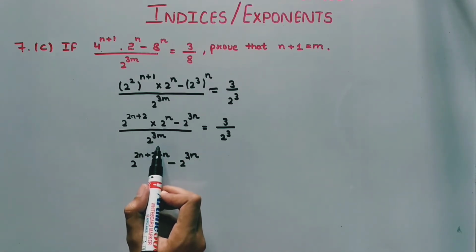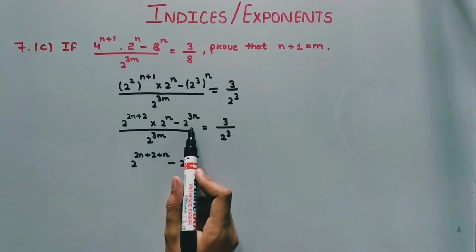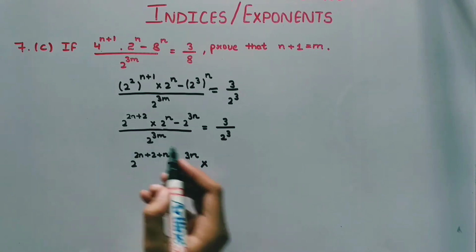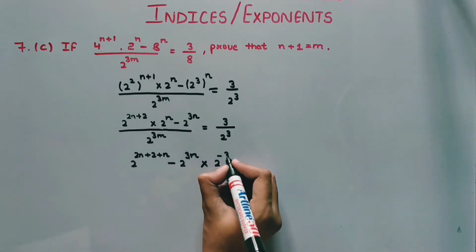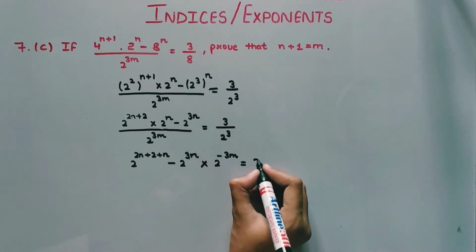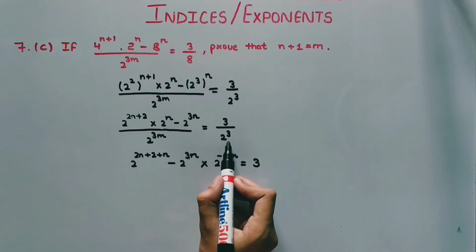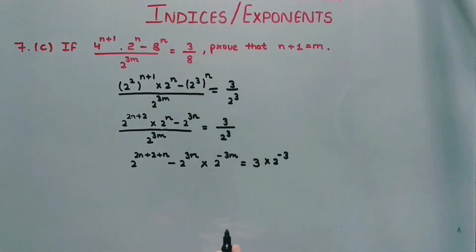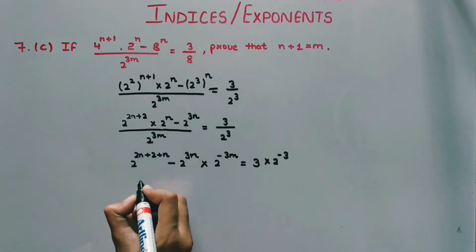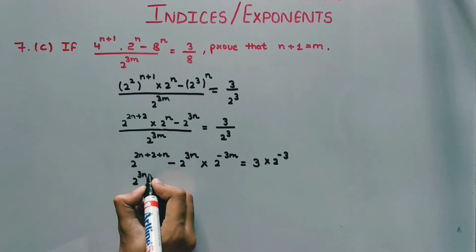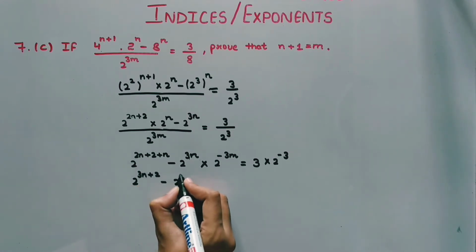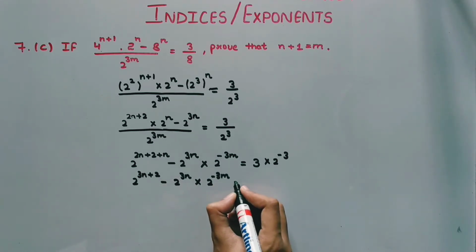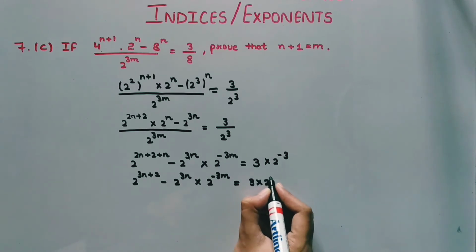This term is in division. When we take this term to the upper side to multiply, then this positive power will become negative. Hence this will be 2 raised to power minus 3m, that is equal to 3. Similarly, when we take this term to the upper side, power will become negative, 2 raised to power minus 3. 2n plus n will become 3n, so 2 raised to power 3n plus 2, minus 2 raised to power 3n multiplied by 2 raised to power minus 3m, that is equal to 3 multiplied by 2 raised to power minus 3.